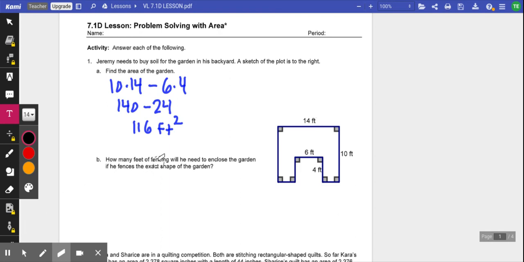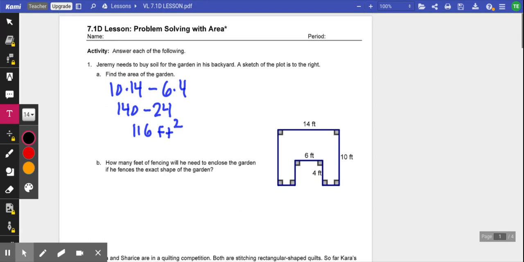Next one, how many feet of fencing? So feet of fencing. Is fencing area? Does it cover the whole yard? Or is it perimeter because it goes around the shape? So when I see fencing, I know that that's telling me that I need to do perimeter. Okay, so I know what I need to do is I need to go around the shape, start at one spot, and go around it. And I have to find what's missing.